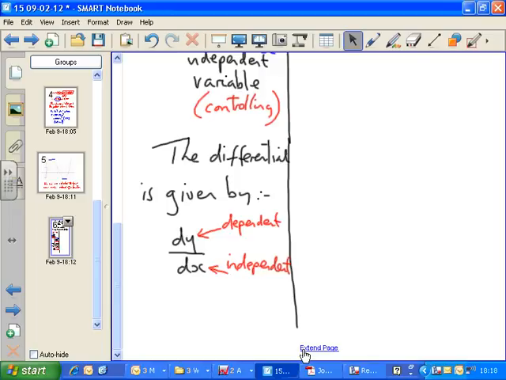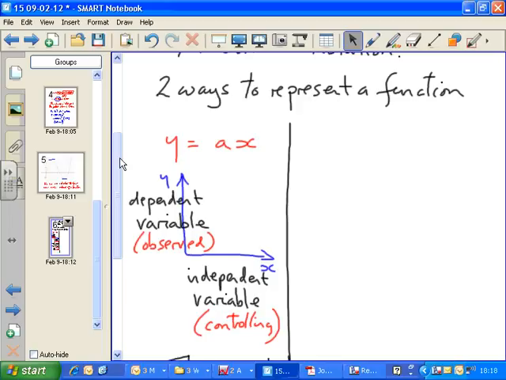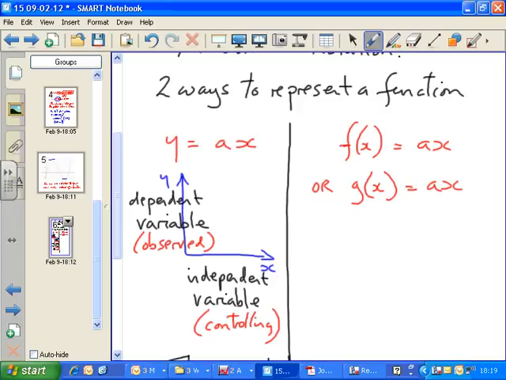So that's one notation that we use to represent things when we're talking about functions to do with calculus in any way. The other convention that's used is this. It doesn't have to be F. In some ways, it probably would be a good idea not to use F because F stands for function, but so does G in this situation. So f of x equals ax, g of x equals a of x.